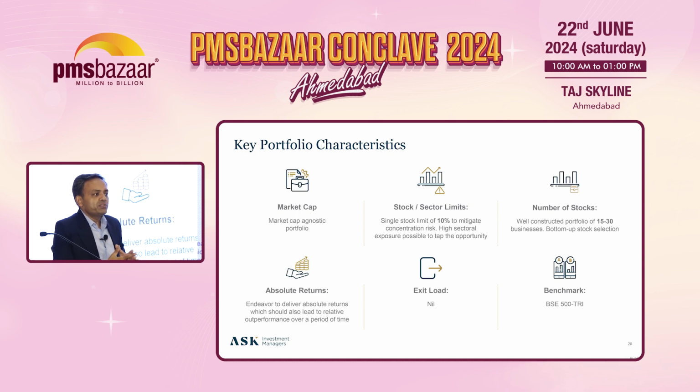While selecting businesses, we don't have any quantitative parameters in mind, but there are three key qualitative parameters. Firstly, we will not compromise on the quality of management. Secondly, we will invest only in those businesses that have strong competitive moats. And thirdly, we want a margin of safety at the time of investment.